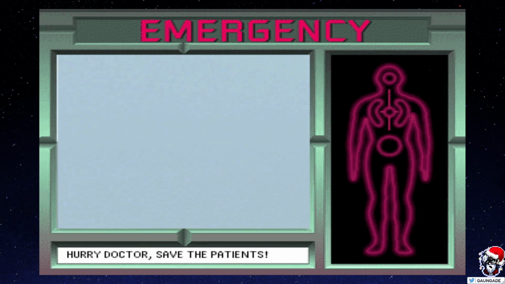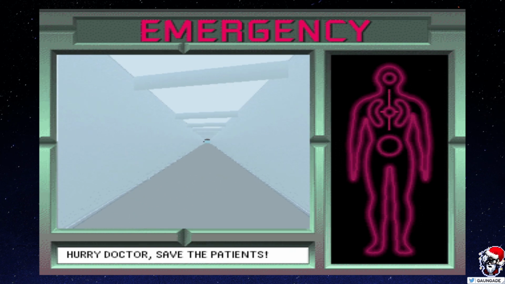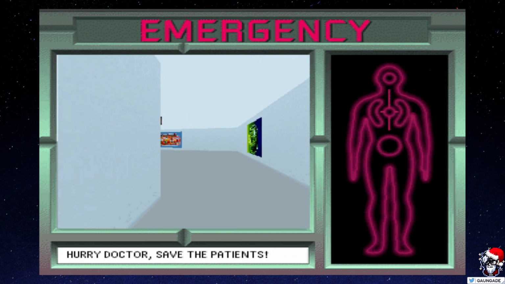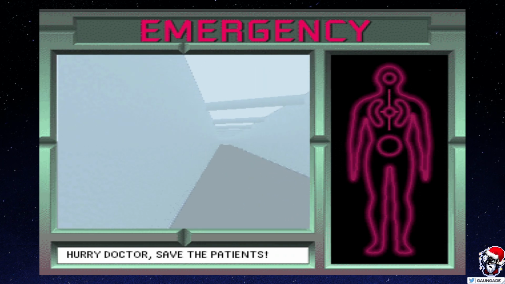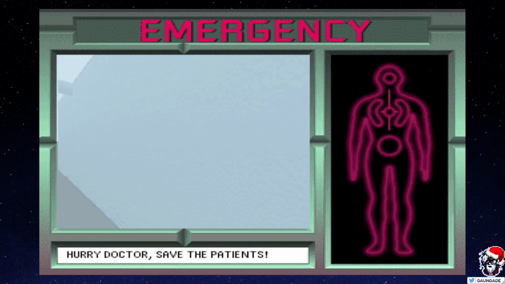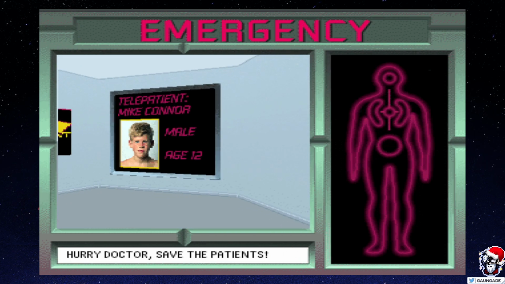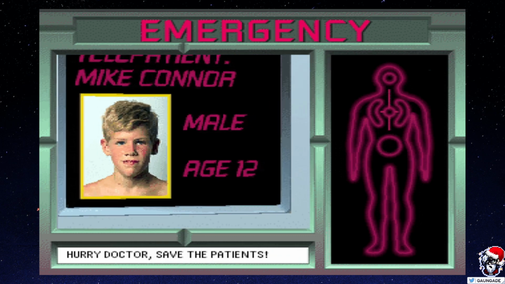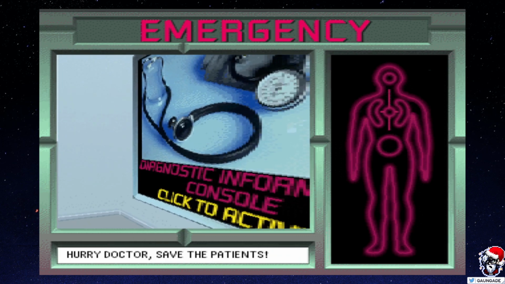Let's plop that shit open and just check it. Let's glue it back up afterwards. Where's the operation table? Is this it? Oh shit. What? Mike Connor, he's dying. What does he have?